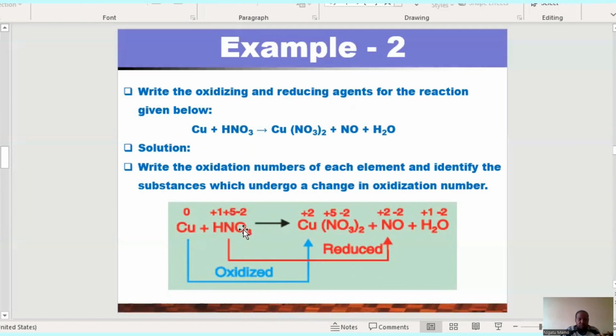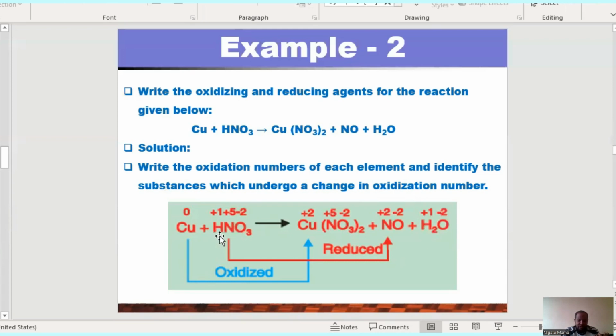The oxidation number of oxygen is -2 because in most compounds, especially in polyatomic ions, the oxidation number of oxygen is -2. And in copper(II) nitrate, copper has a +2 charge, nitrogen has a +5 charge, and oxygen is -2. In NO, nitrogen is +2, oxygen is -2. And in H2O, the oxidation state of hydrogen is +1, the oxidation state of oxygen is -2.